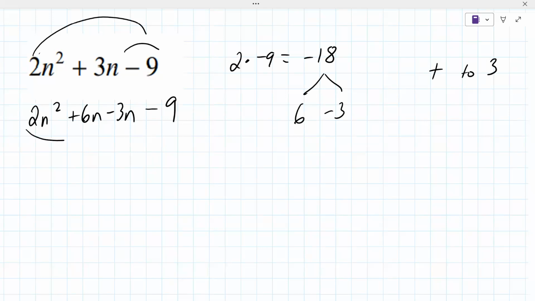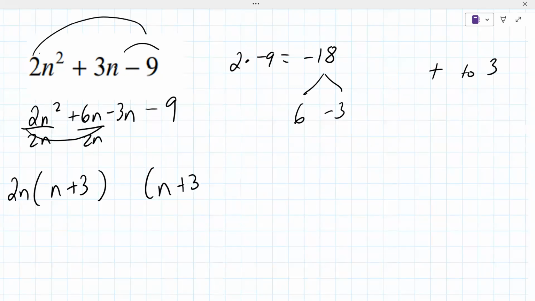And then just like in the previous problem, you're going to find the GCF of the first two terms here. 2n. And then on the inside, that would become n plus 3. Then you immediately write it over here in parentheses. And it would take negative 3, to make them turn into that. And then we'd have n plus 3, parentheses again, 2n minus 3.